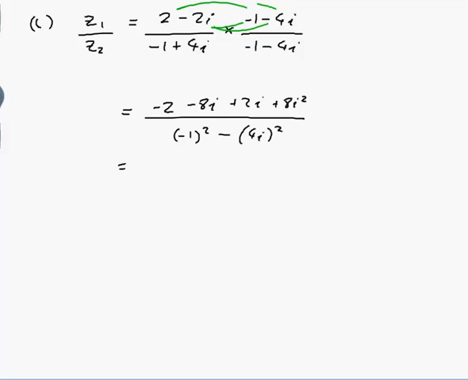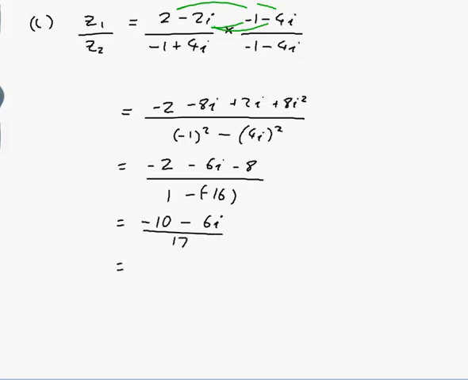So that would be minus 2 minus 6i, and 8i squared is minus 8, over 1 minus, now 4 squared is 16, and i squared is minus 1. So that would be minus 10 minus 6i over 1 minus minus 16, so 17. So that would be minus 10 over 17 minus 6 over 17 i. And I've finished the question.